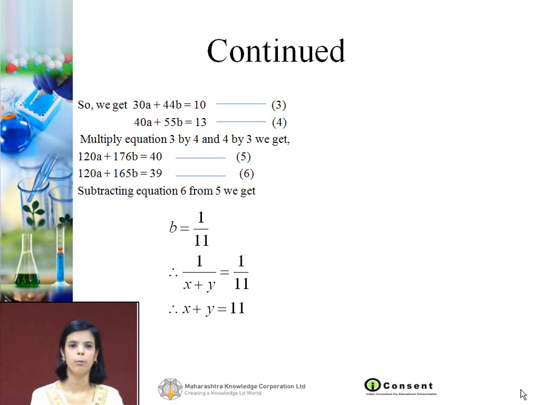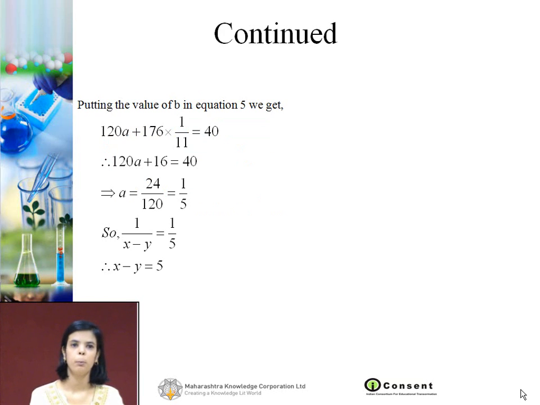We get b is equal to 1 upon 11, but b is equal to 1 upon x plus y. So plug that value of b, we get 1 upon x plus y is equal to 1 upon 11, therefore x plus y is equal to 11. Put the value of b in equation 5, we get 120a plus 176 into 1 upon 11 is equal to 40. So we get a is equal to 1 upon 5, but a is equal to 1 upon x minus y. So put that value of a, we get 1 upon x minus y is equal to 1 upon 5. So we get x minus y is equal to 5.